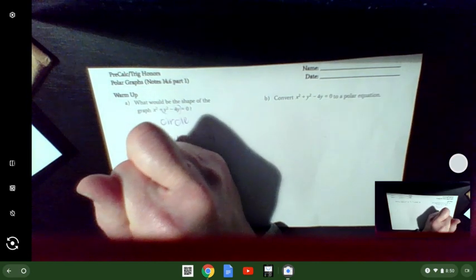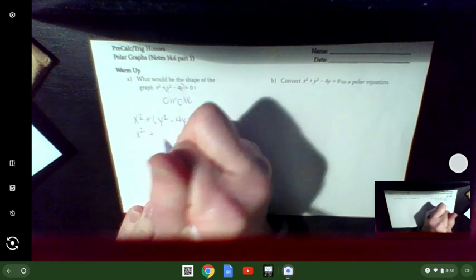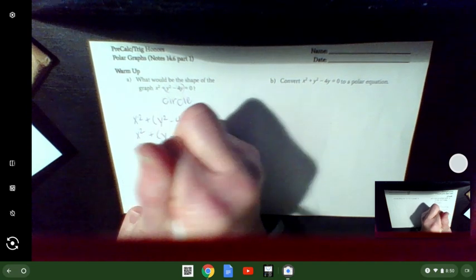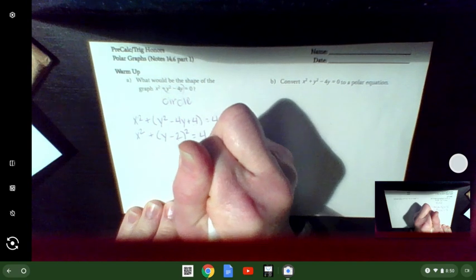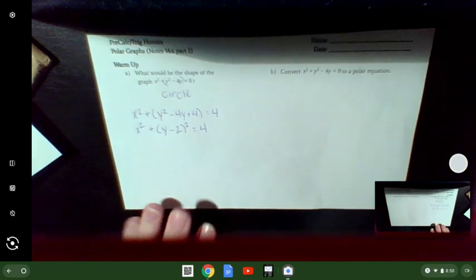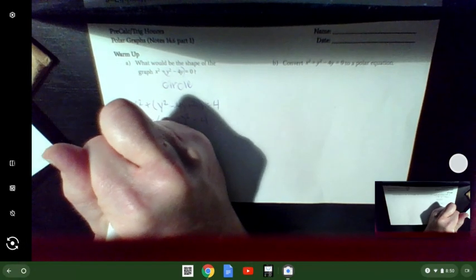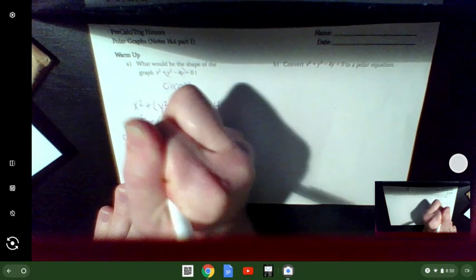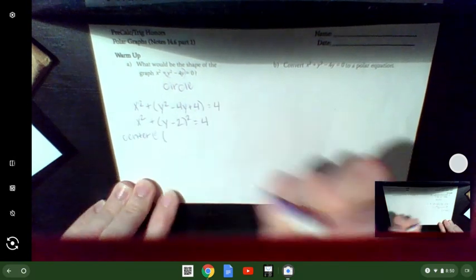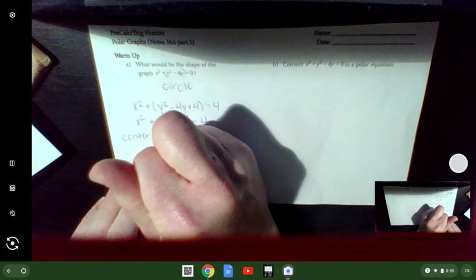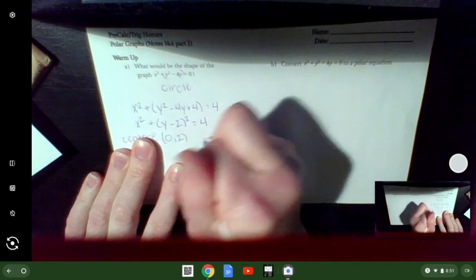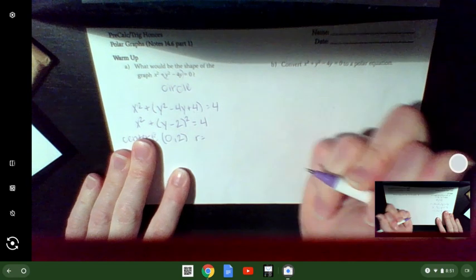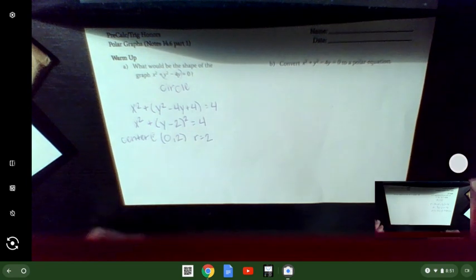I now see that I can factor this trinomial with all the y's into two binomials, y minus 2 and y minus 2, or y minus 2 squared. There we go. We have a circle. And just for reference, this circle has a center at, there is nothing added onto that x, so 0. And for the y, we have a y value of 2. And I have a radius, remember this is r squared, so I have a radius of 2.